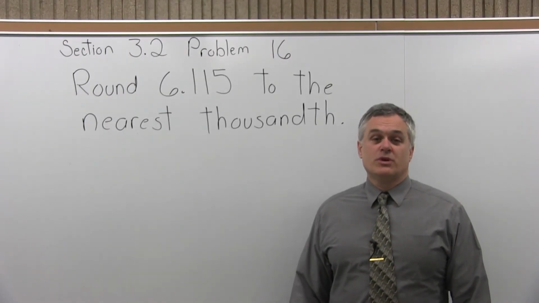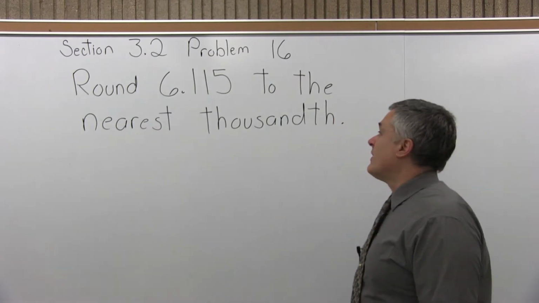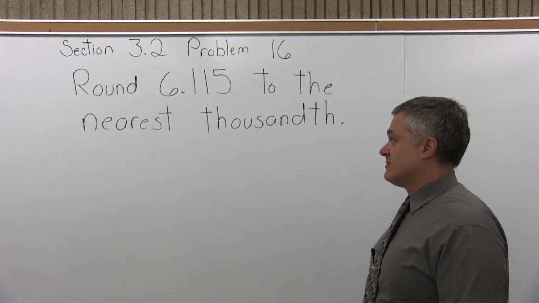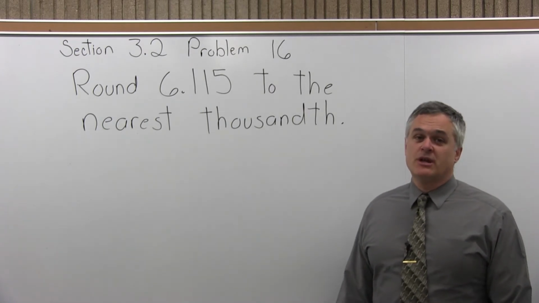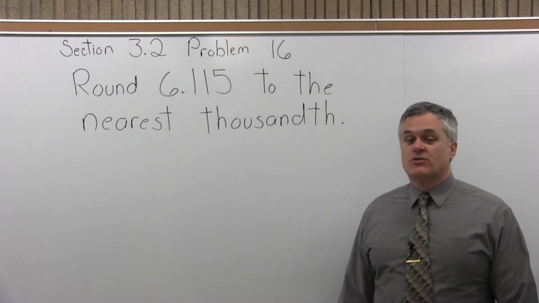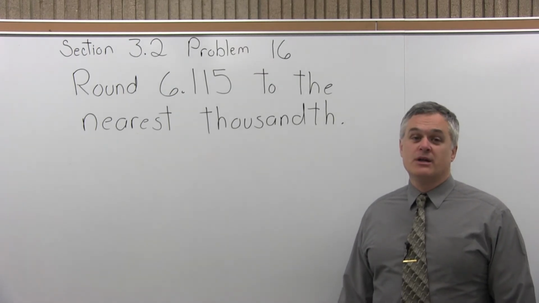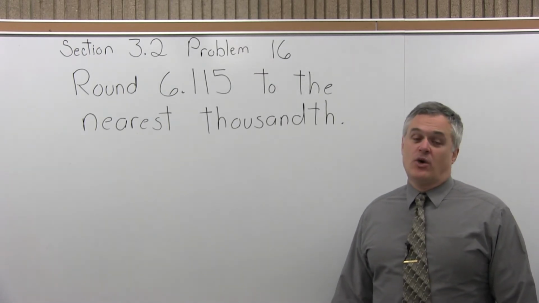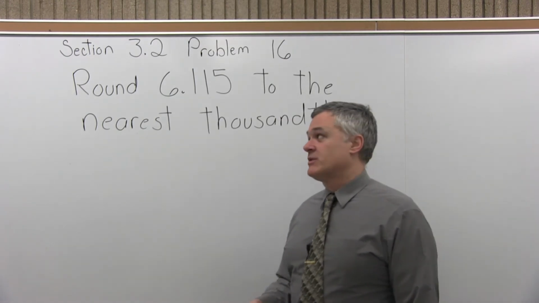This is Section 2.3, problem number 16. It says round 6.115 to the nearest thousandth. So what you have to do is find that thousandth position and then look one digit to the right and see if you have the numbers 0 through 4. You just chop it off, or 5, 6, 7, 8, or 9, and you would bump the digit up by 1 and then chop the rest off.